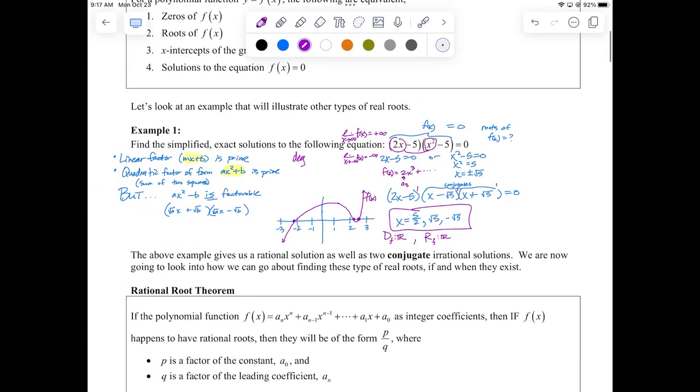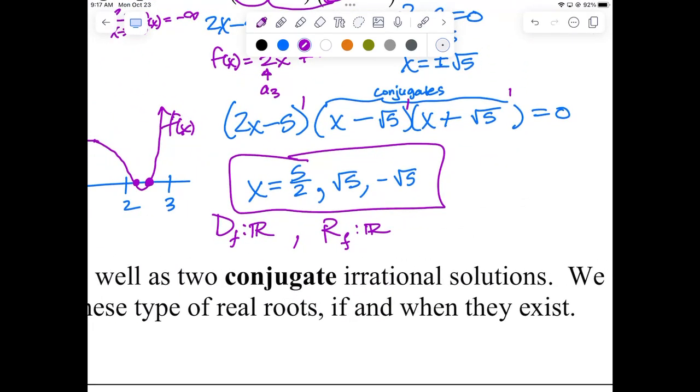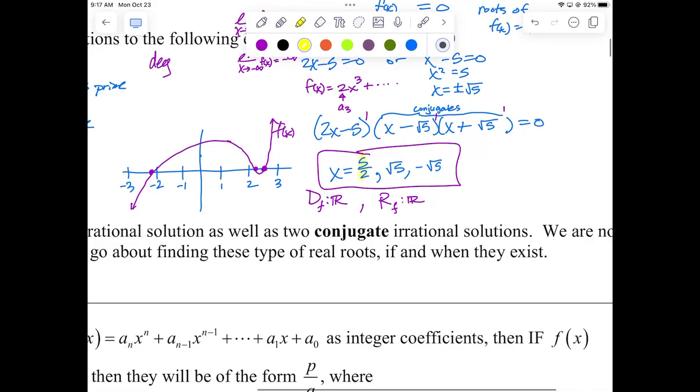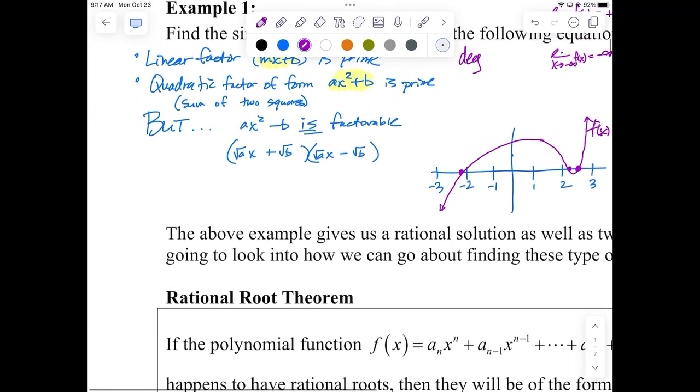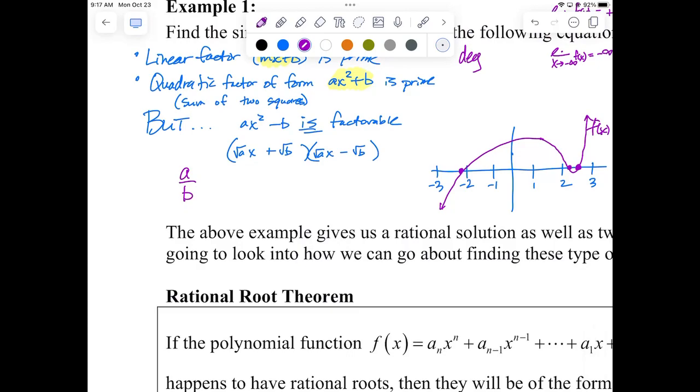All right. So the above example gives us a rational solution, which is a fraction. We call this a rational solution because it's a ratio of two integers. And it gives us two conjugate irrational solutions, plus or minus the square root of 5, called irrational numbers because they don't simplify. Okay, so let's go ahead and write that. A over B, plus or minus A over B. This is called a rational number because it's the ratio of two integers.